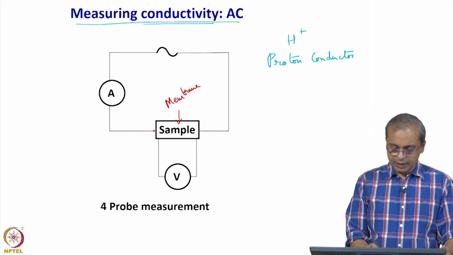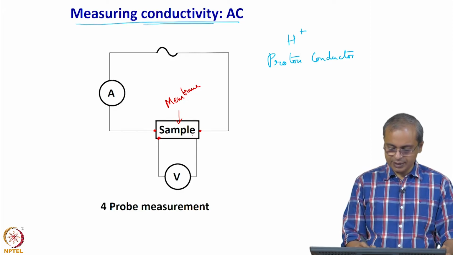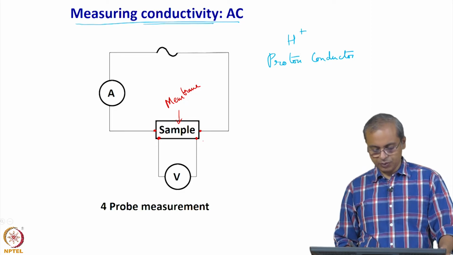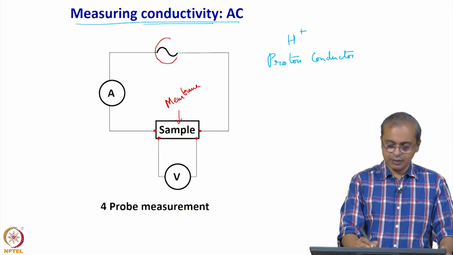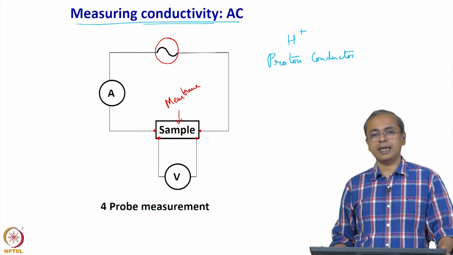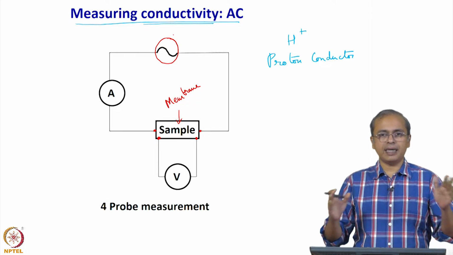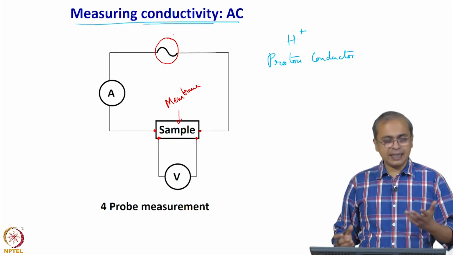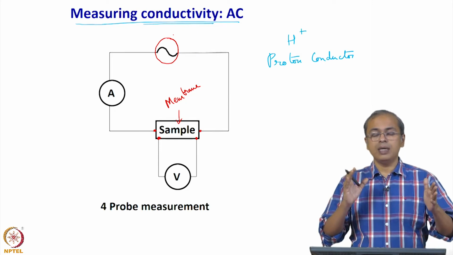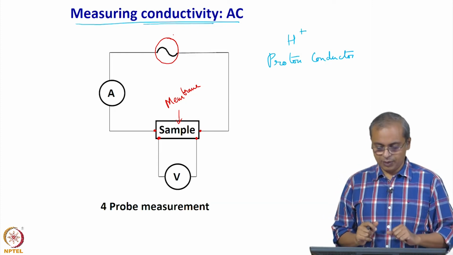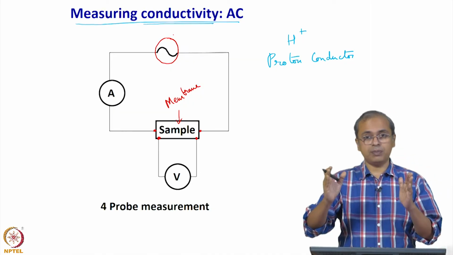You have the current sources contacting it at 2 places, and then the voltage leads contacting it a little bit more towards the interior, and you can put an AC signal. Because it is not an electronic conductor, you can't just put a DC signal on it. If you put a DC signal, it will simply charge up like a capacitor and stop, and that does not help us. I mean, you can actually get a conductivity measurement even from that if you capture data even during that charging process.